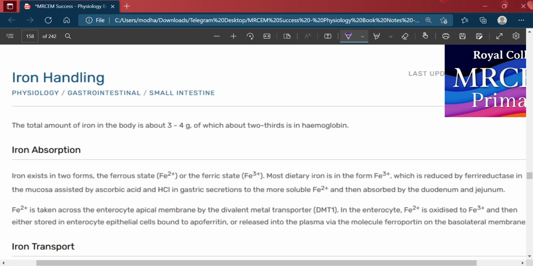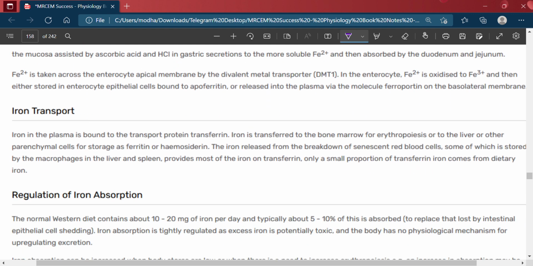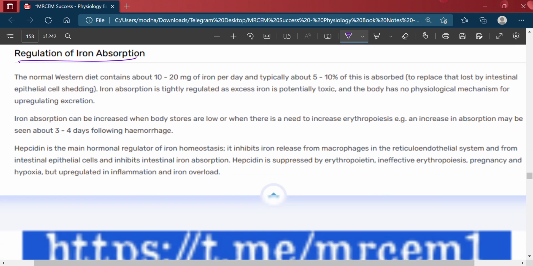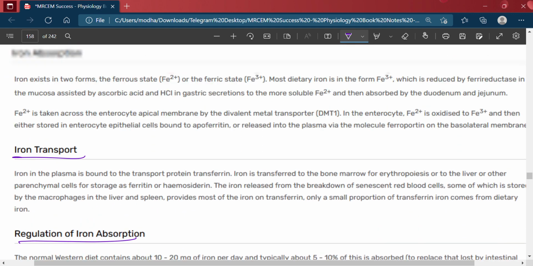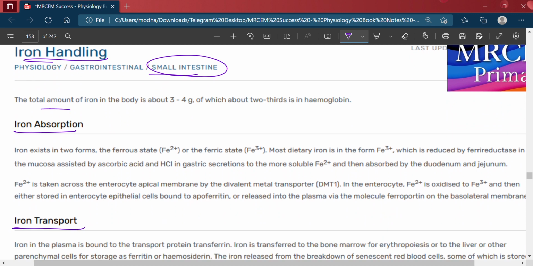Now the iron handling. Iron handling occurs in the small intestine, but here we will see iron absorption, iron transport, and regulation of iron absorption. The total amount of iron in the body is about 3 to 4 grams, of which about two-thirds is in the hemoglobin.